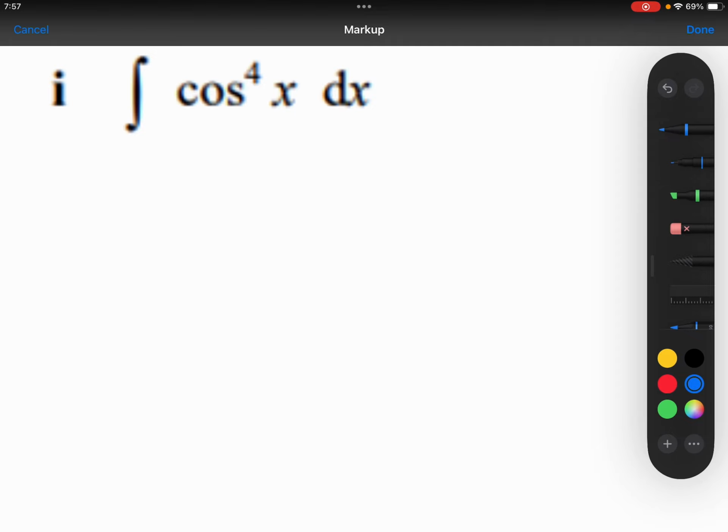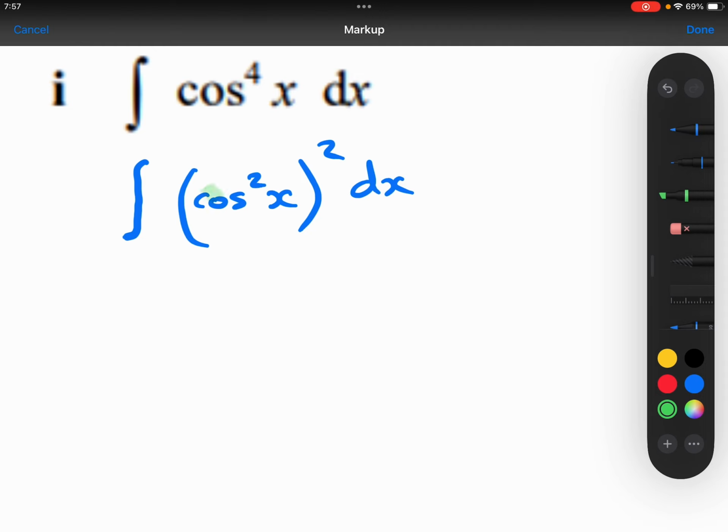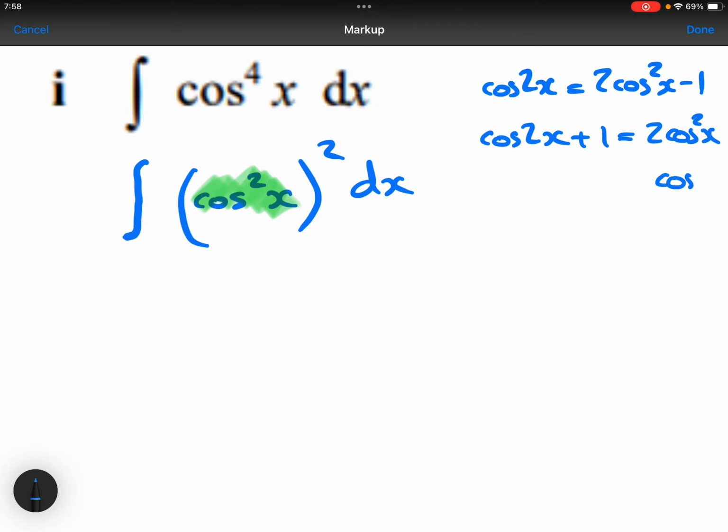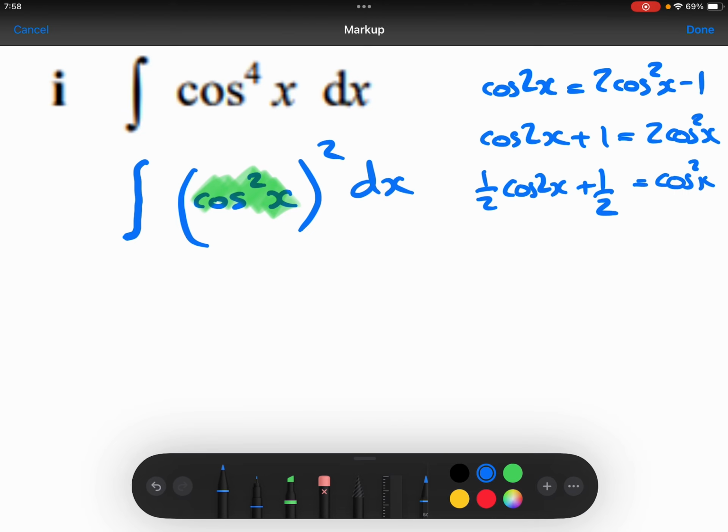The integral of cos to the power 4x. I can think of that as being cos squared x, squared. That's the same thing as cos to the power 4. And that's going to be useful because cos squared, I know I can rewrite that with the cos double angle. So let's replace this with the cos double angle. I know cos 2x is equal to 2 cos squared x minus 1. Rearrange to make cos squared the subject. So I can replace that cos squared with a half cos 2x plus 1/2.